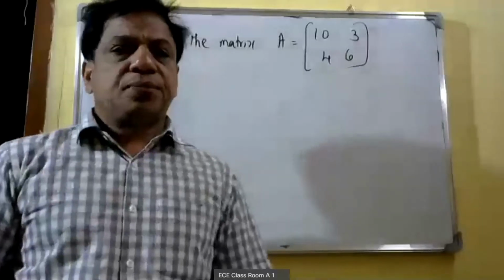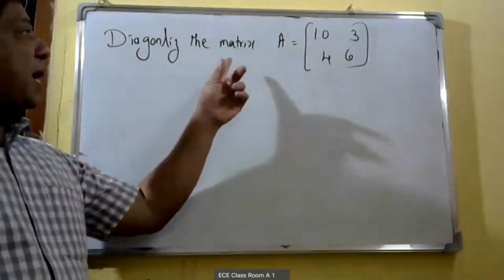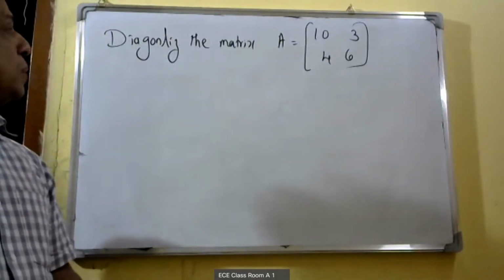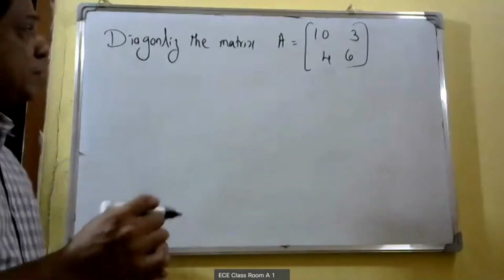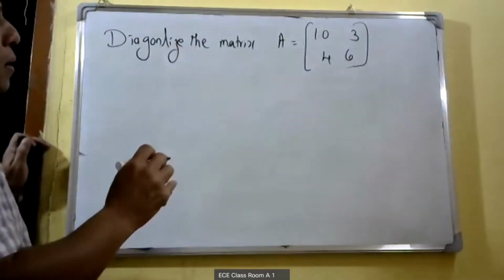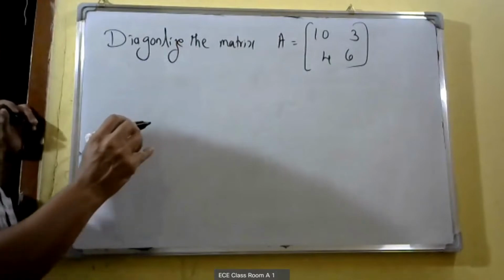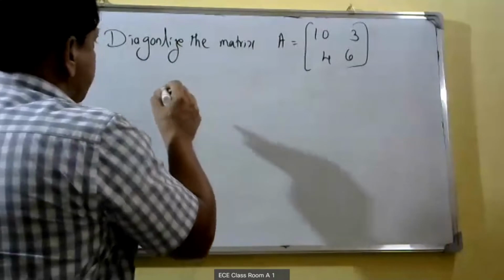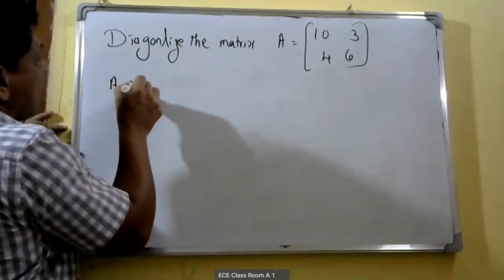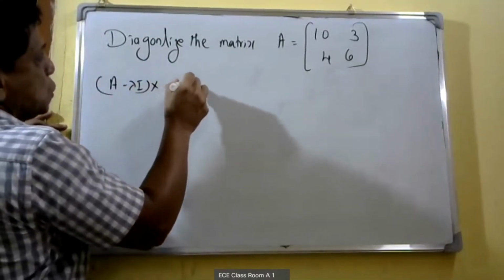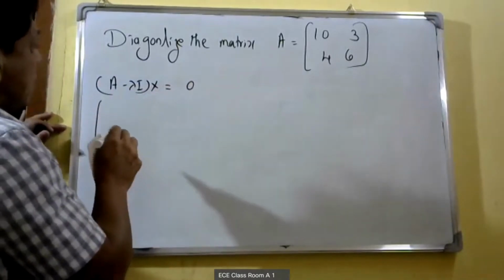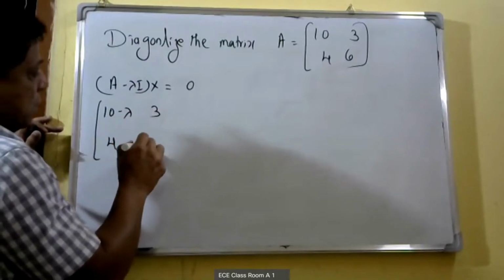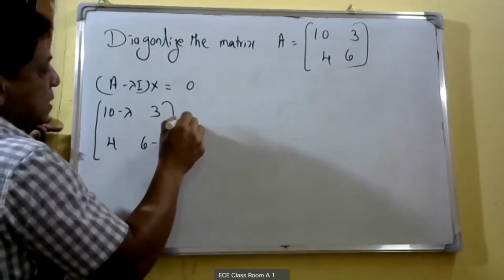Good morning, students. Today we will diagonalize the matrix A equal to [10, 3; 4, 6]. To diagonalize the matrix, first we have to find its eigenvalues. The first step is to find the eigenvalues. For that, (A minus lambda I) x equals 0. That is [10 minus lambda, 3; 4, 6 minus lambda] x equals 0.